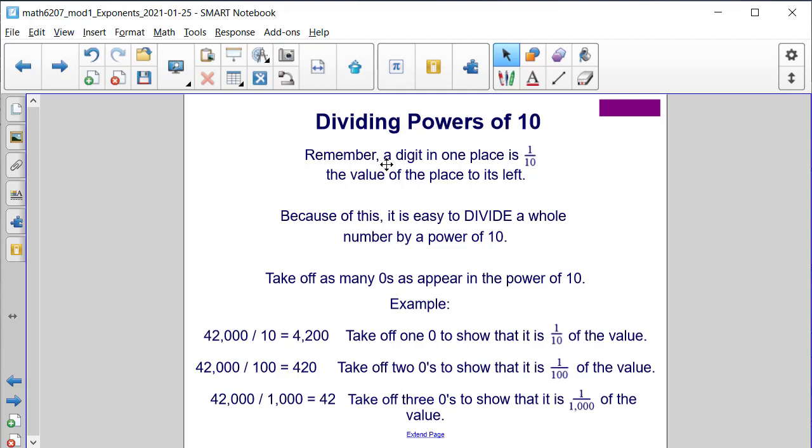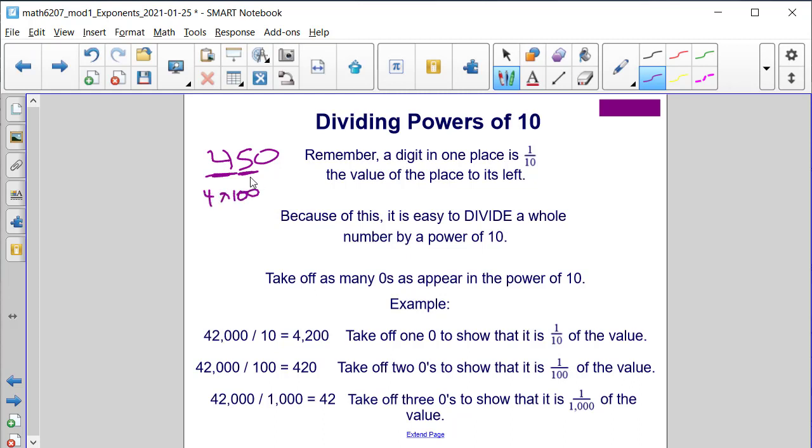Dividing by powers of 10. Remember, a digit in one place is 1/10 the value of the place to its left. What that means is that in the number 450, the 5 is in the tens place, and the 4 is in the hundreds place. So the 4 represents 4 times 100, and the 5 represents 5 times 10.